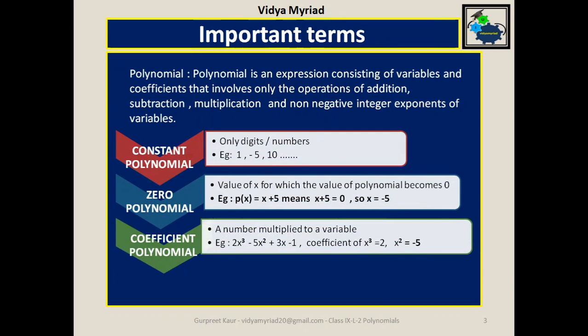Number 1, there is a constant polynomial, which means only digits, only numbers are present in the expression. It can be positive, it can be negative.